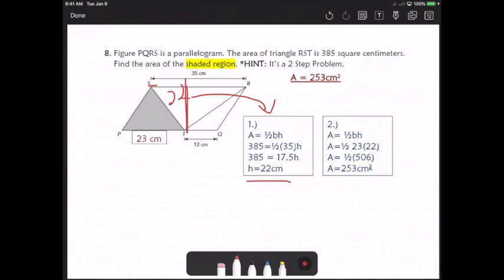Well, if you notice, the height for RST is also the height for SPT. So it's 1/2 base times height, so 1/2 of the base is 23, the height is 22. So 23 times 22 is 506. Take 1/2 of that and you get 253. Now what you could have done is take 1/2 of 22 and make 11. And then what you could do is just multiply 23 times 11. That's probably quicker and easier. So that area then is 253 centimeters squared.